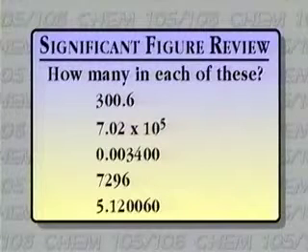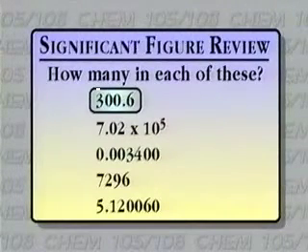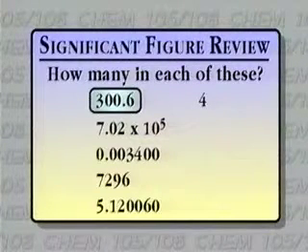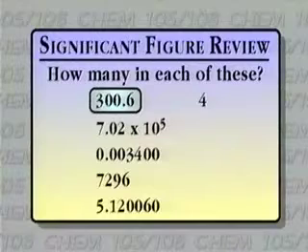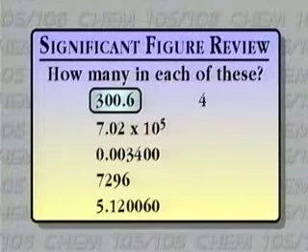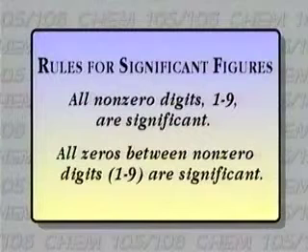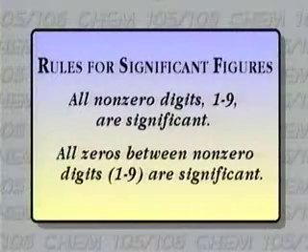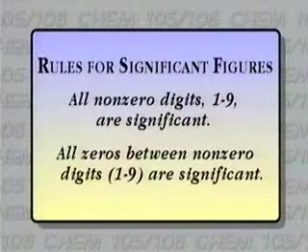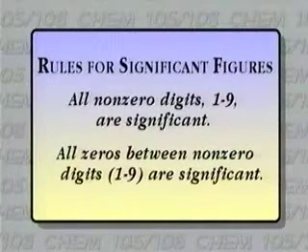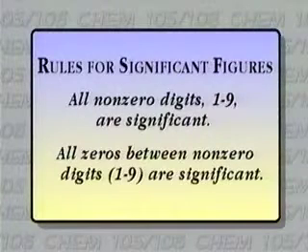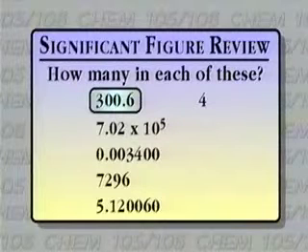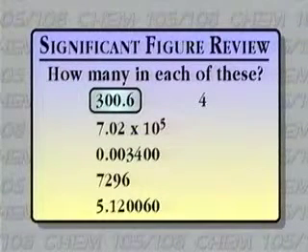We look at the first one, and the correct answer is that there are 4 significant figures in this number. And the rule for that is that, first of all, digits are significant, but the second rule was that all zeros falling between digits are significant. So both of those zeros are actually measured quantities. It is 300.6. So those 2 zeros are significant.